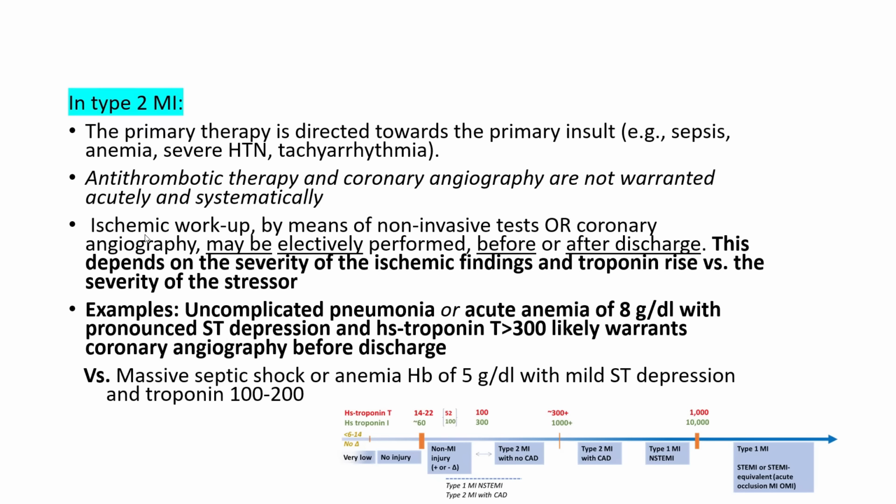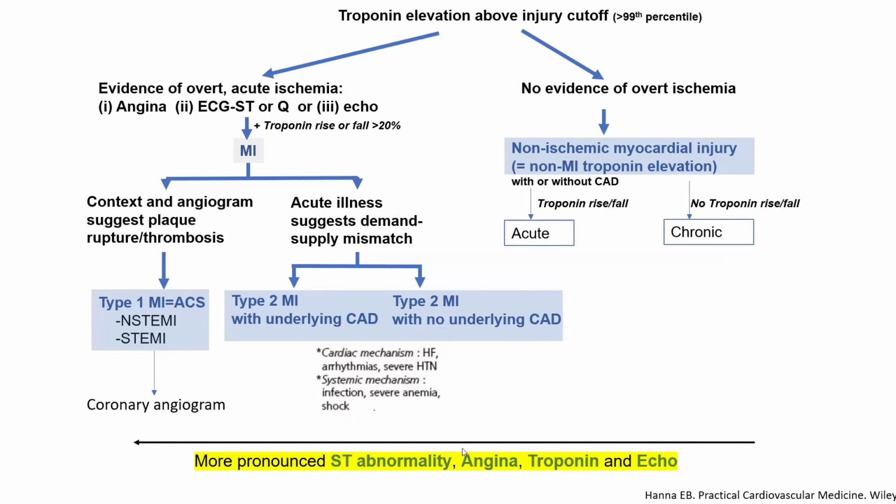And the decision to do ischemic workup, the timing of it, and the type of it, coronary angiogram or not, depends on the severity of the ischemic finding and troponin rise versus the severity of the stressors. The more you have ST abnormality, angina, and echo abnormality with the troponin, the more you're leaning toward doing cardiac catheterization on those patients, but not necessarily in the first 24 hours after stabilizing their non-ischemic insult.